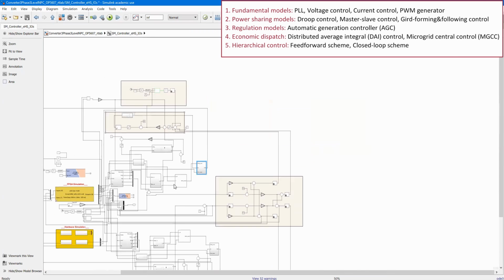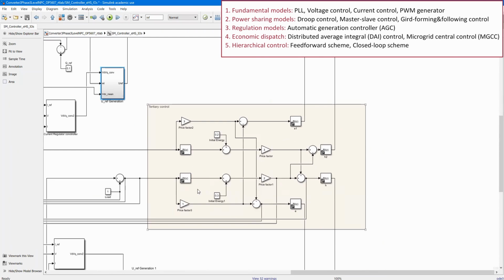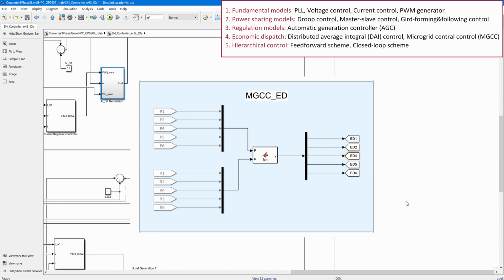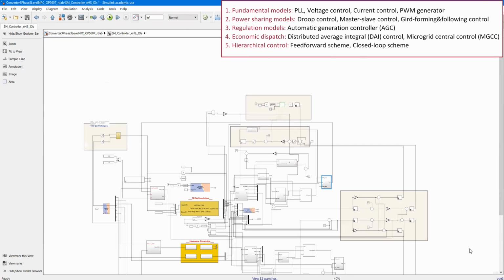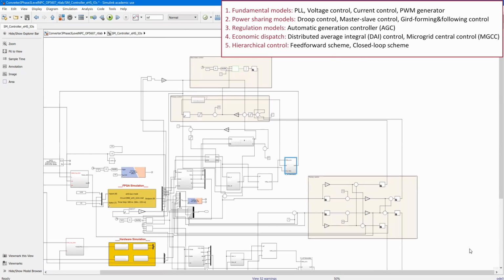Fourthly, economic dispatch models. For example, distributed average integral control here, and microgrid central control, which calls MATLAB to solve the centralized optimizations. Fifthly, hierarchical control schemes, including the feed-forward scheme and the closed-loop schemes.